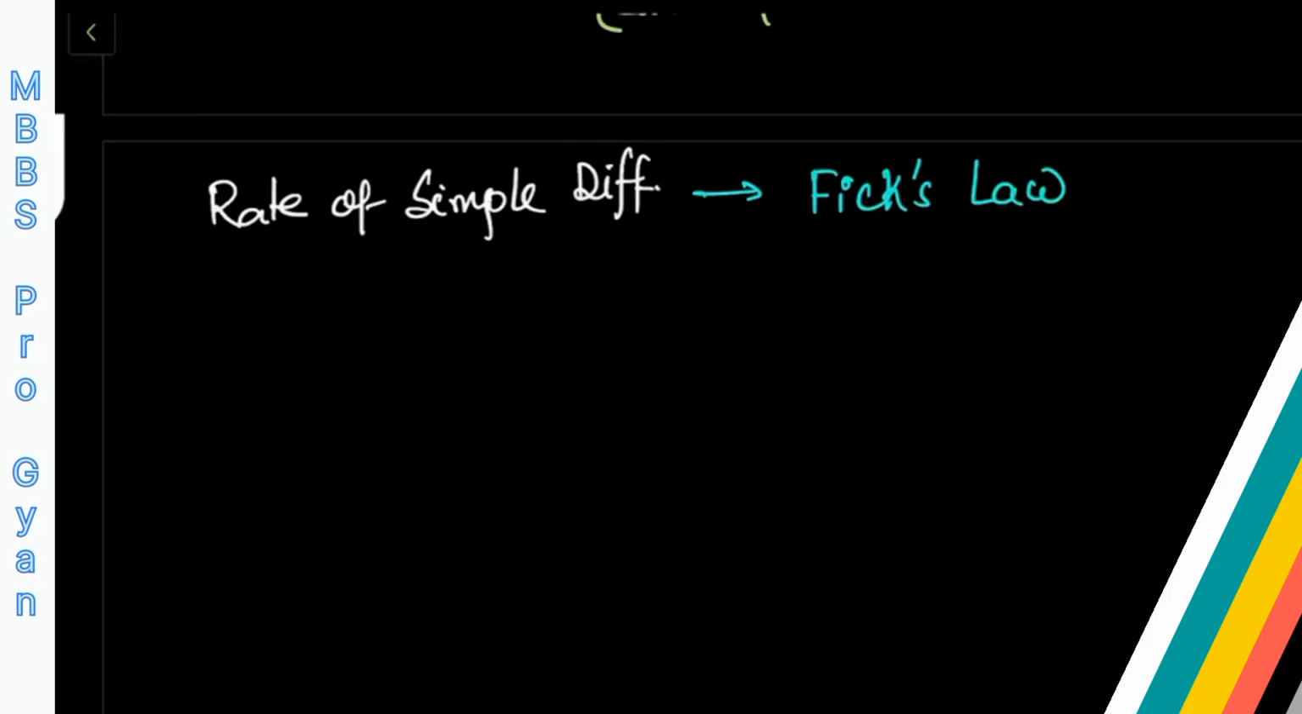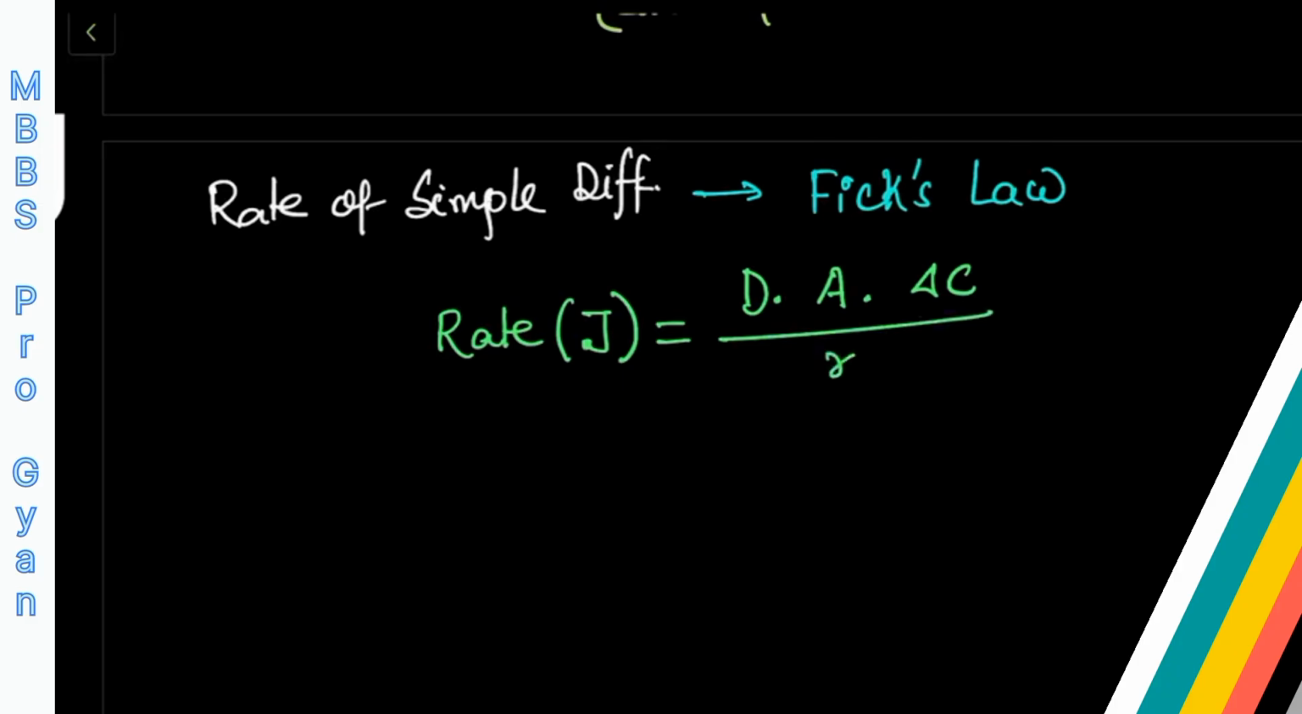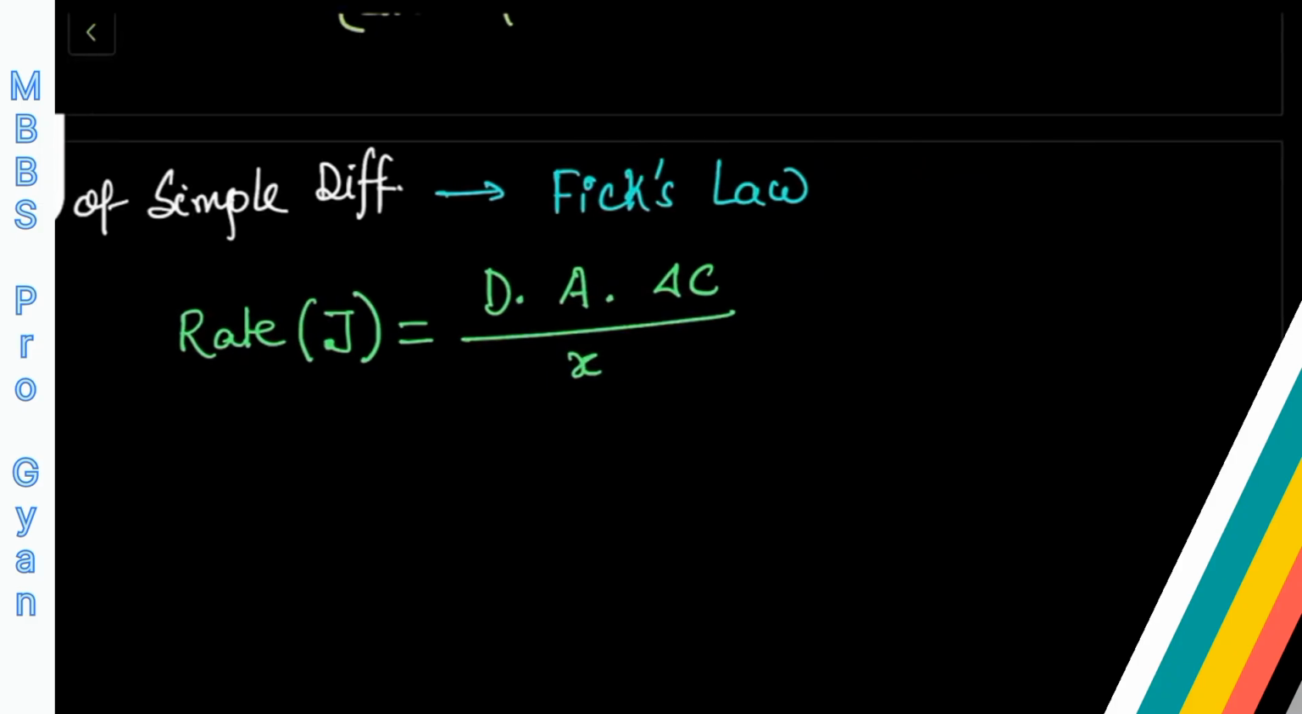Fick's law of simple diffusion. According to Fick's law, the rate of diffusion, denoted by the letter J, the rate of simple diffusion, is equal to D multiplied by A multiplied by delta C upon delta x, where D is the diffusion constant, the diffusion coefficient, so it's a constant, right?